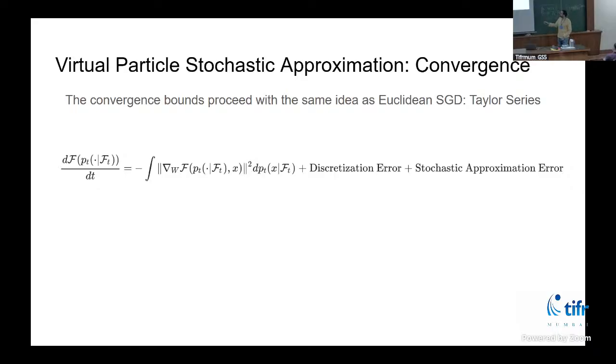What is this script F_t? Okay, there's an overload here. This F is a functional and this script F is the sigma algebra of the first t virtual particles. But let's not mind the overload here. This p_t is the conditional distribution given the first t virtual particles, and this is the function value of p_t conditioned on the first t virtual particles. Then you have this gradient descent term. This is the Wasserstein gradient squared in the L2 sense, and there's a discretization error because we cannot run in continuous time, and there's a stochastic approximation error because we are using stochastic gradients instead of full gradients.